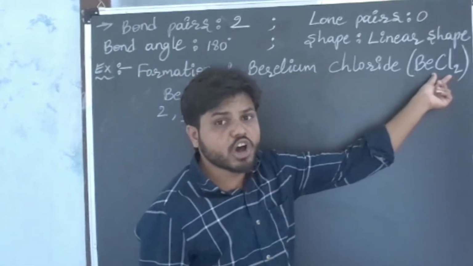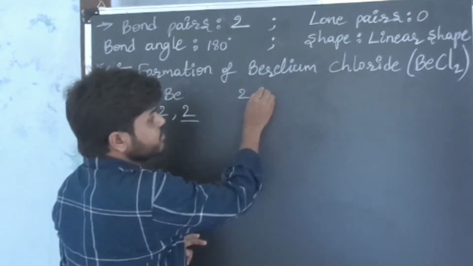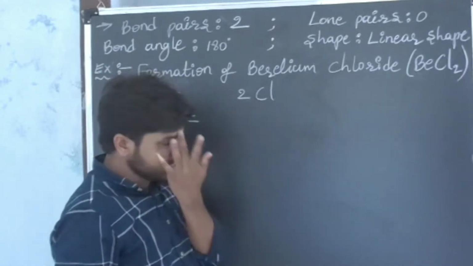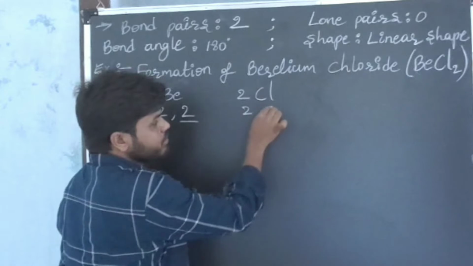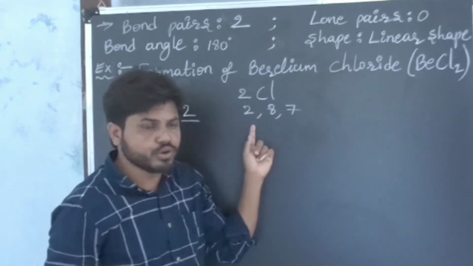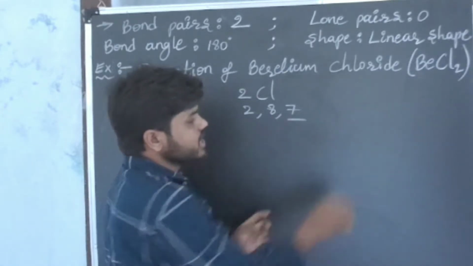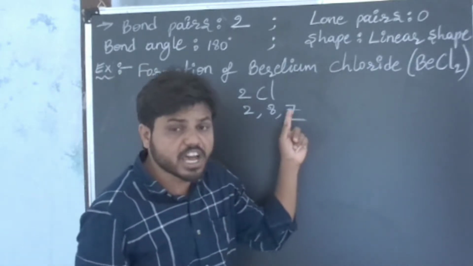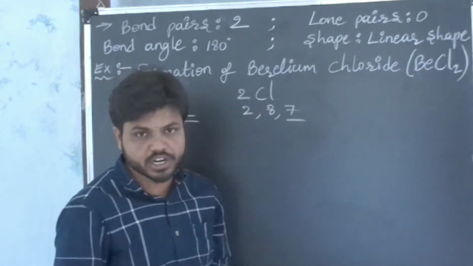Again, in the molecule, how many chlorines are there? Two chlorines. I am taking two chlorines. The symbol of chlorine is capital C, small l. The electron configuration of chlorine is 2, 8, 7. This is the valence shell of the chlorine atom. In this valence shell, how many electrons are there? Seven electrons are present in the valence shell of the chlorine atom.